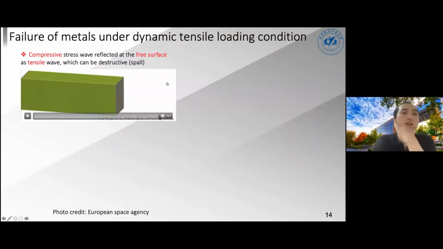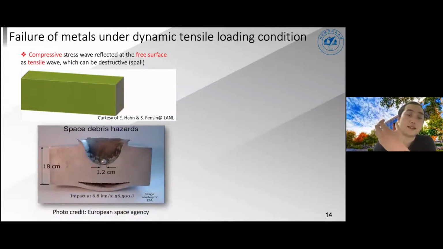So this is a very good demonstration of how metal fails, and actually in reality, this is exactly how metals fail. This is a photo taken by the European Space Agency where a piece of metal has been hit by space debris. It has a scary crater on one hand, but that's not the most destructive thing, because there's the internal fracture on the back surface, right?